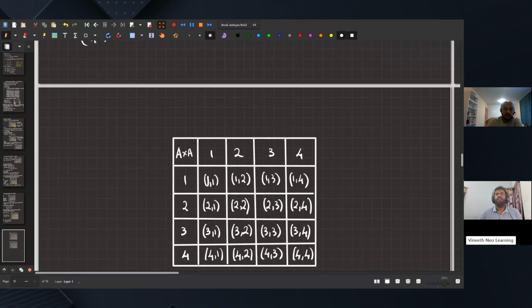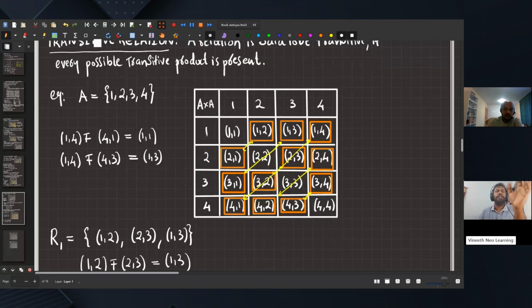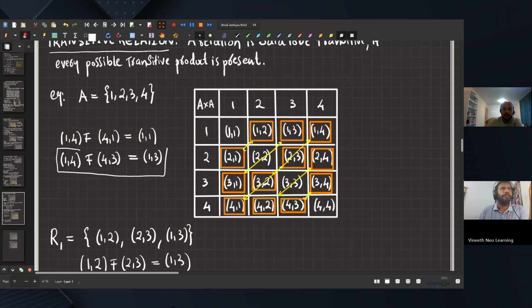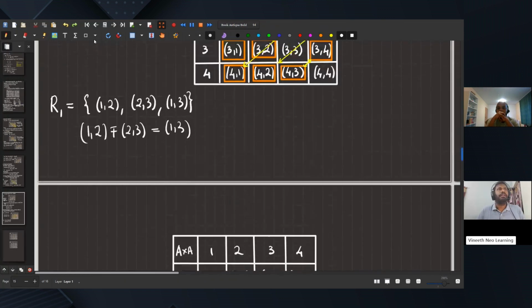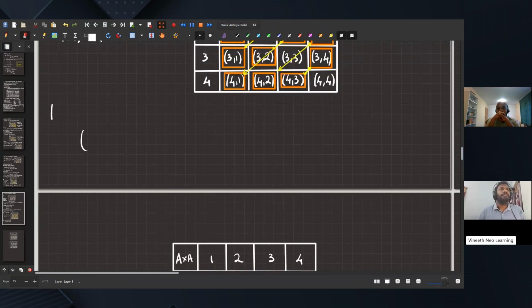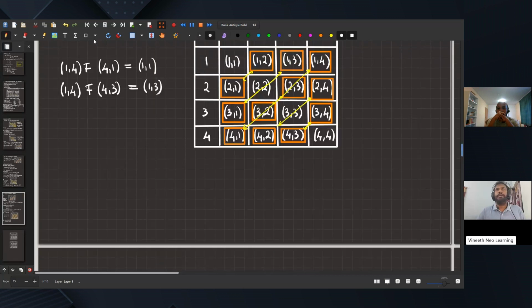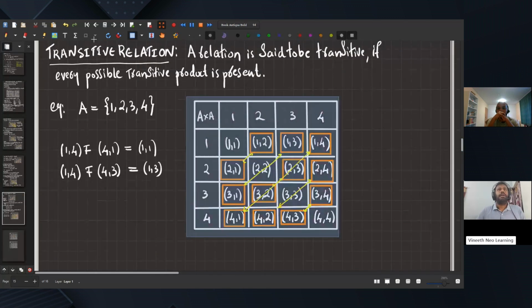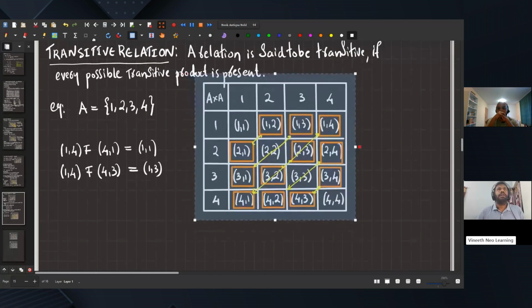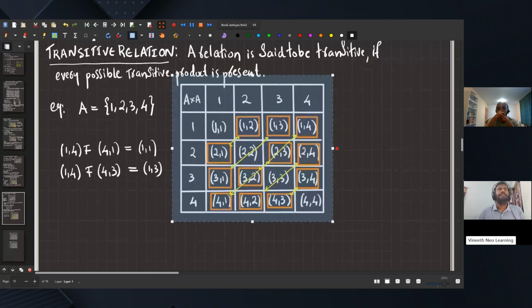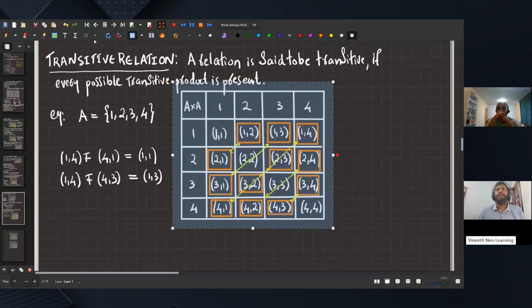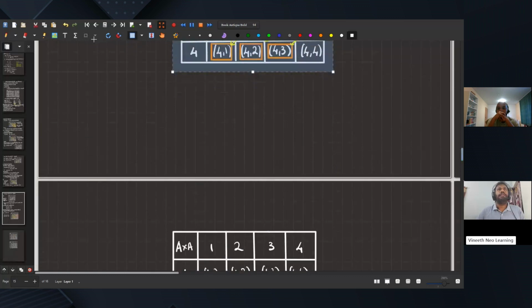Oh, actually, I forgot to mention another important thing. Let's look at this product 1 comma 4 and 4 comma 3. Okay, let me take another box and put it here. It's a very important idea here. I'm so thankful for the external tool. It actually makes note taking very easy.